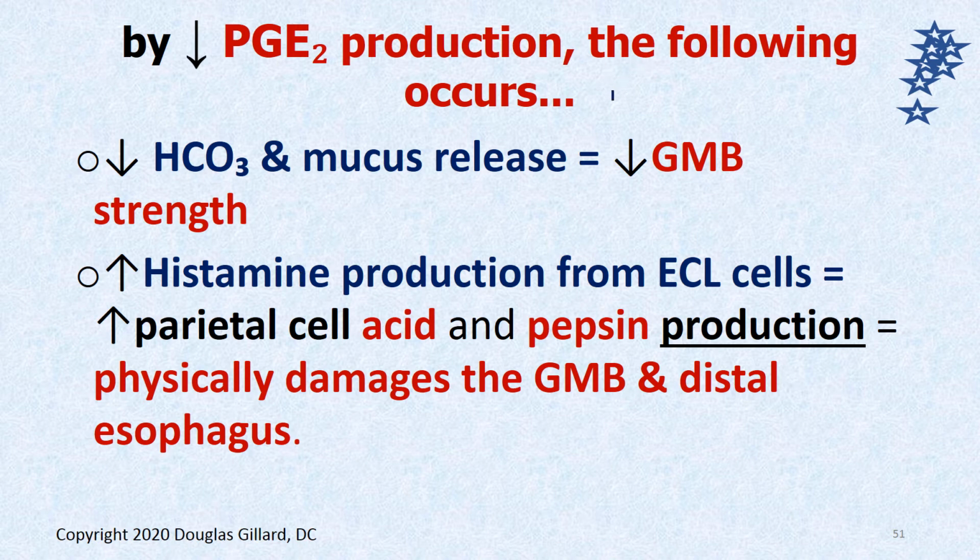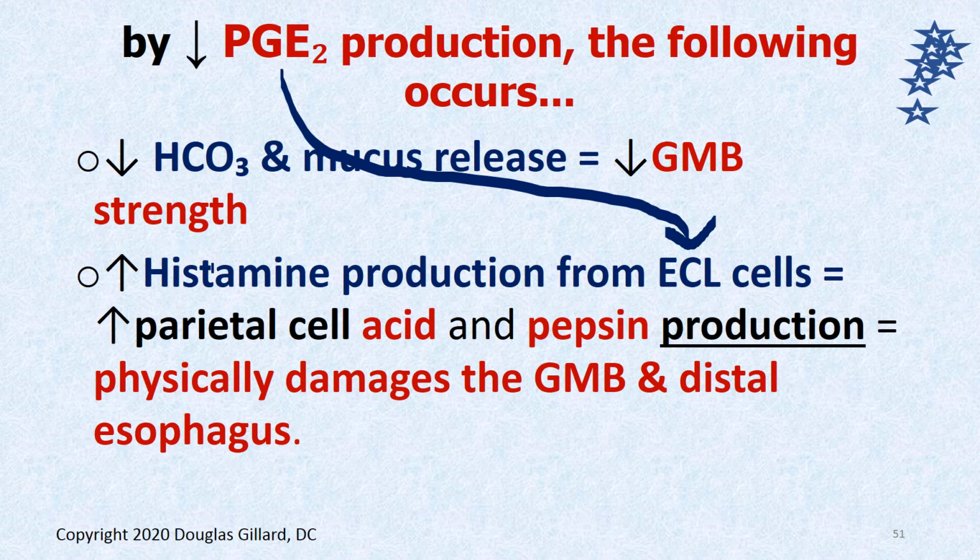It comes out of the mucous cells, out the basolateral surface, and it stimulates bicarbonate release. It stimulates mucus release. I mean, these are two things that make the gastric mucosal barrier, and therefore without it the barrier weakens. And because it doesn't bind to ECL cells, remember PGE2 usually binds to ECL cells. Those are the ones that make histamine. It binds to them and stops the production of histamine.